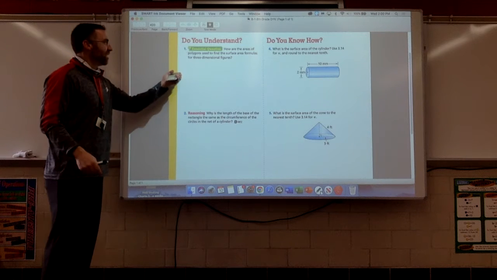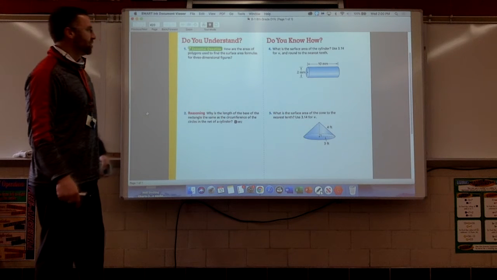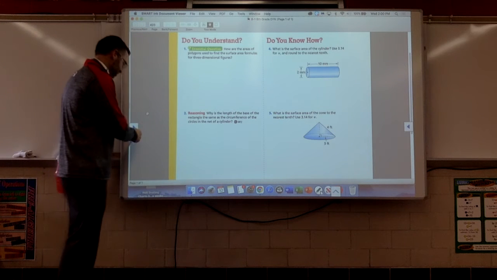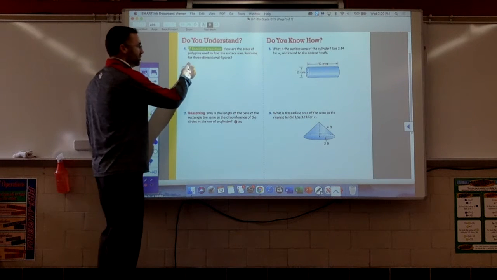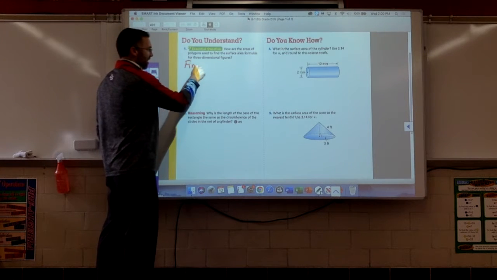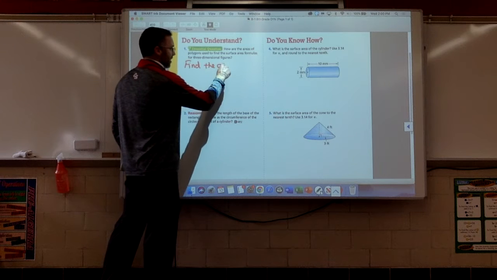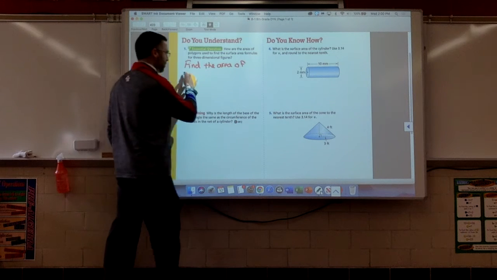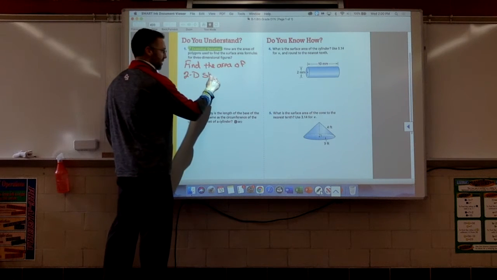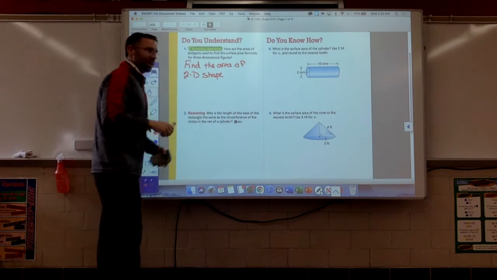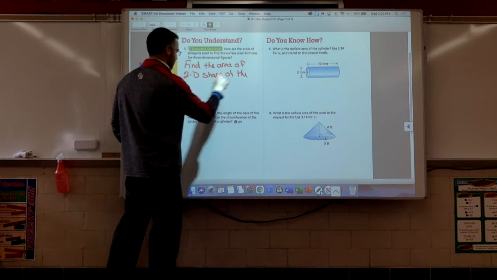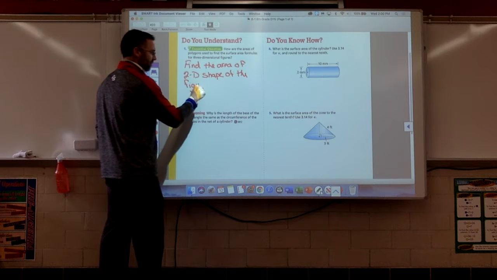There you go. How are the areas of polygons used to find the surface area formulas for three-dimensional figures? Well, here's what you have to do. Basically, it's pretty simple. Find the area of each two-dimensional, 2D shape of the figure and add them all together. Add them up.